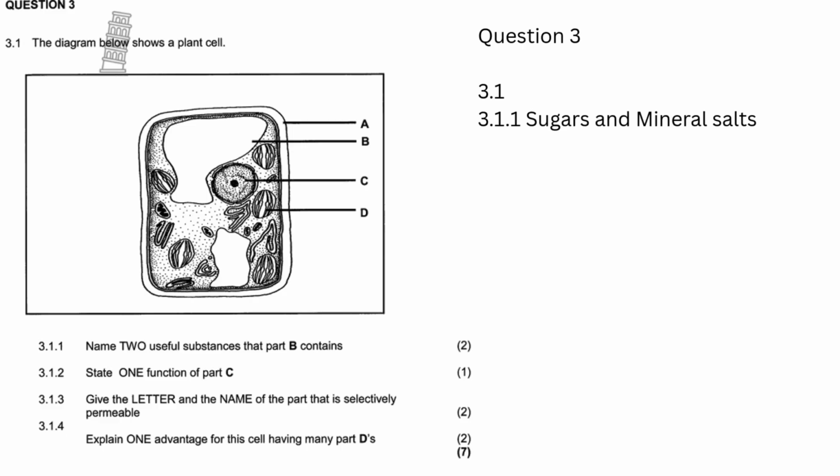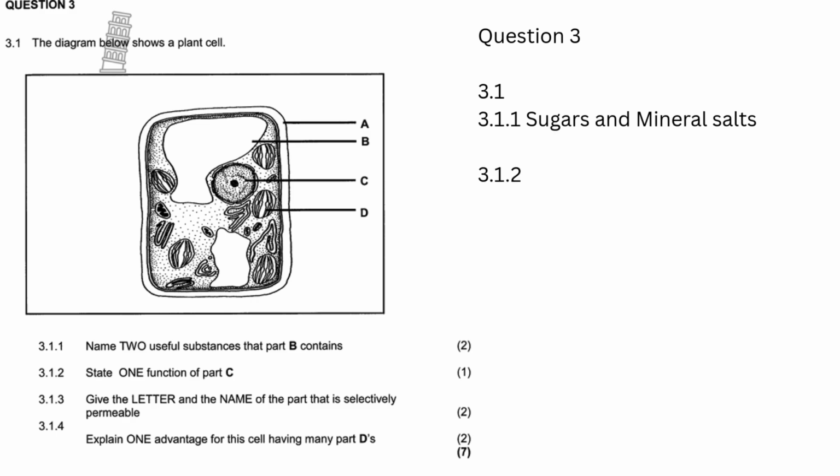Why is that? First, let's identify part B. It is that big bubble in the middle called the vacuole. Think of the vacuole as the cell storage cupboard. Inside this cupboard is a liquid called cell sap. This liquid isn't just water, it's packed with food for the cell, like sugars, which give energy, and mineral salts, which keep the cell healthy. When the exams ask for useful substances, they want to know what is dissolved in that water.